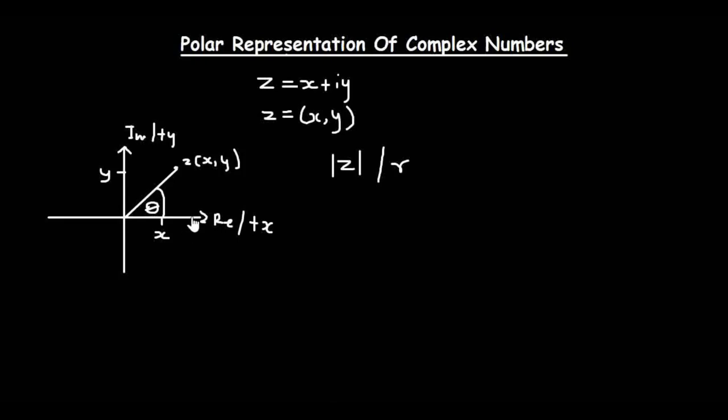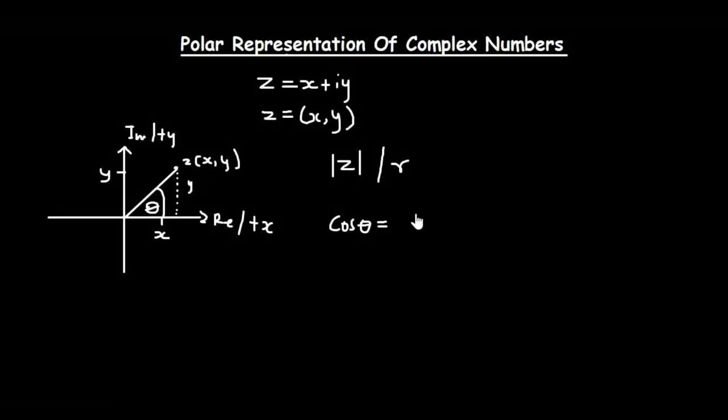So with these values, let's look at what we are going to do. This side is y and this side is x. I'm going to take the cosine of the angle theta. The cosine of the angle theta will be equal to the adjacent, which in this case is x, over the hypotenuse, which is the modulus, so I'll use r. I would like to make x the subject, so that gives me x equal to r cosine theta.